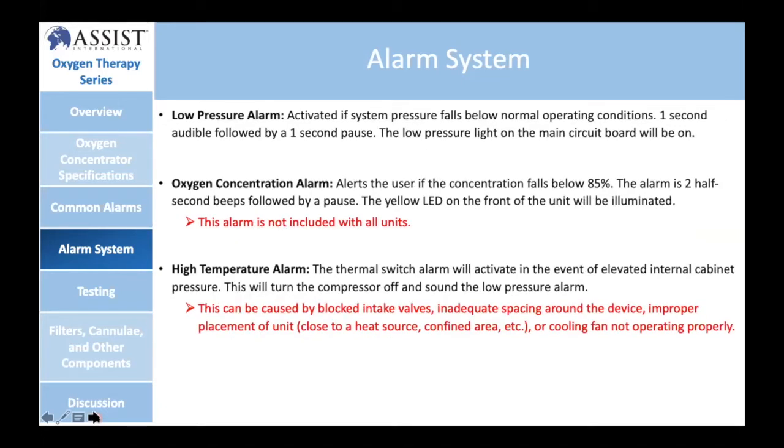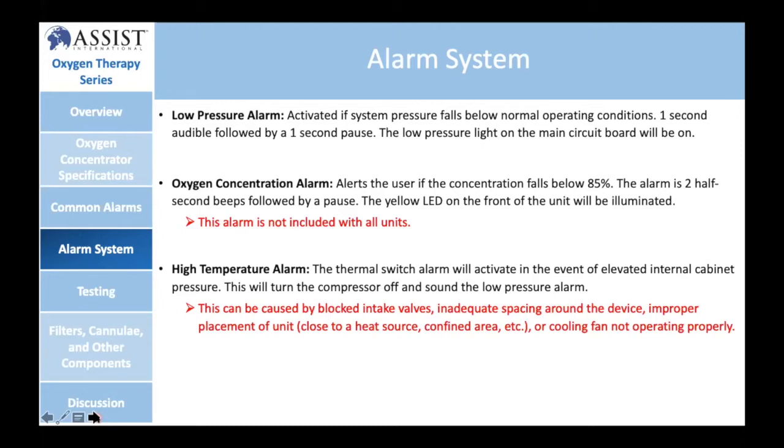There's the low pressure alarm as well. It is activated if the system pressure falls below normal operating conditions. So this is again a 1-second audible alarm followed by a 1-second pause. And the low pressure light on the main circuit board will be turned on. This is specific to the Airsep. The model that we were looking at had a low pressure light on the main circuit board, and you'll be able to see that the low pressure alarm system is working.